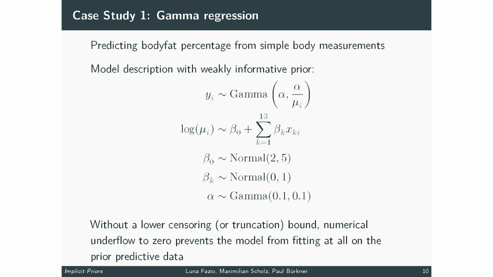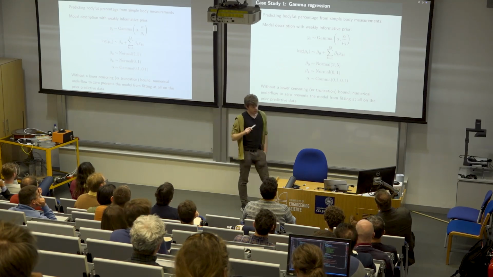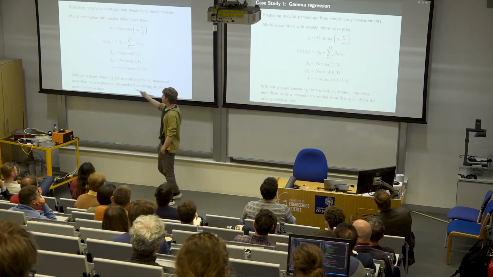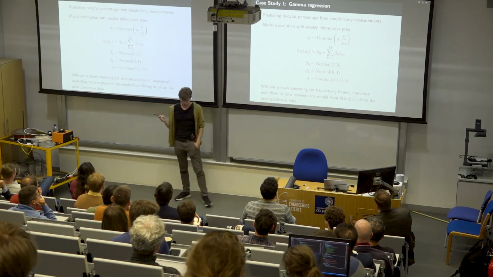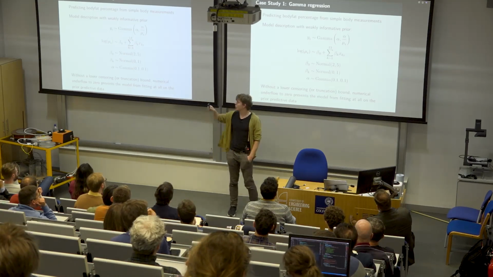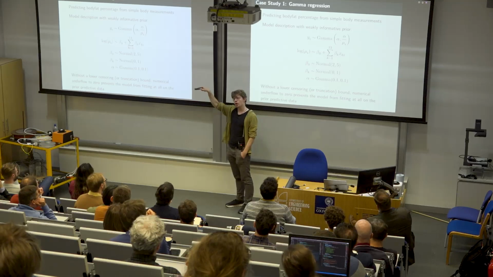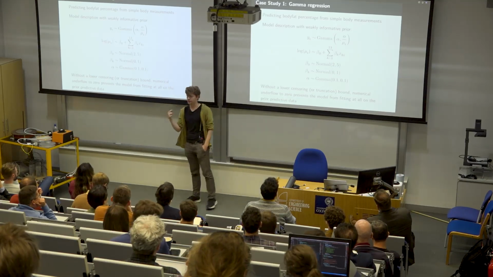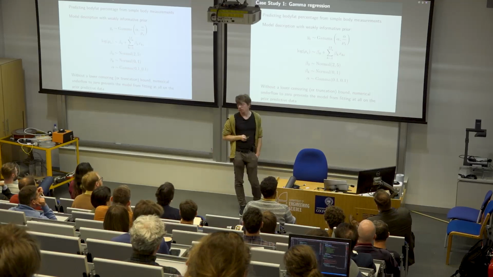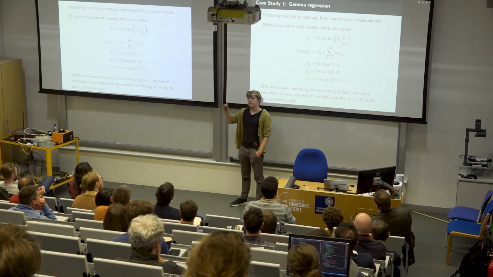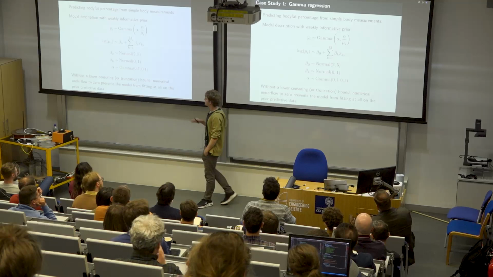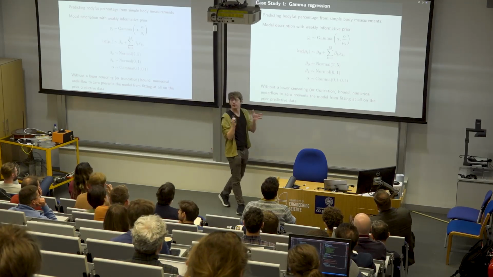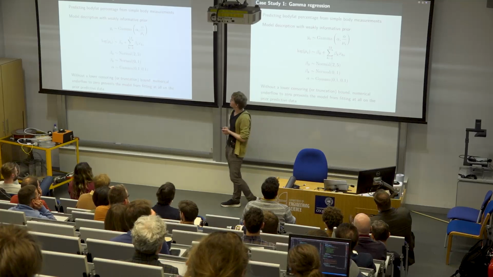So when we run it like this, or with similar priors, without a lower censoring or truncation bound, the numerical underflow to zero prevents the model from fitting at all to the prior predictive data. That is, we are generating observations that are so small, so close to zero, that R or Stan round them down to zero, and the gamma likelihood fails on initializing at all. And it's nearly impossible to generate data sets which don't have these underflows. So we don't really know what to do. We would have to specify much narrower priors, but it's not always easy to do so.